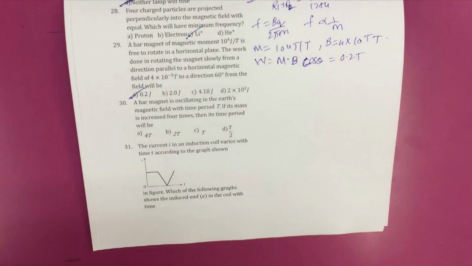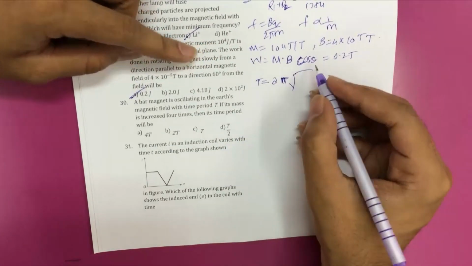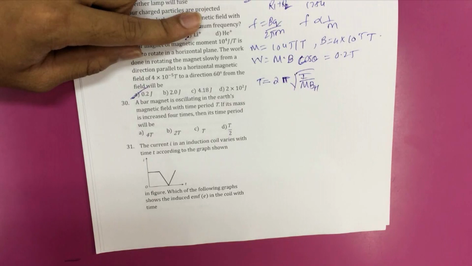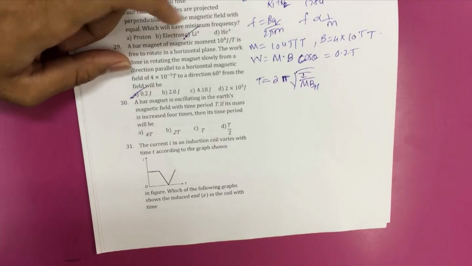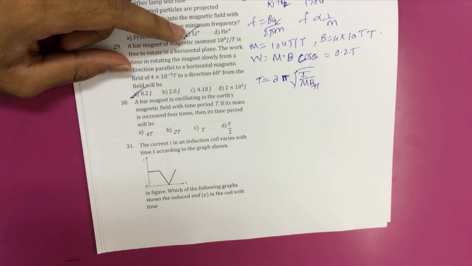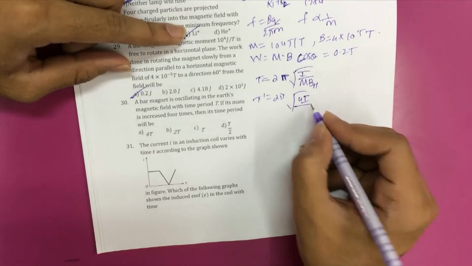Question 30. A bar magnet is oscillating in the Earth's magnetic field with time period T. If its mass is increased 4 times, then its time period will be. Time period is given by the equation 2 pi root of I by M B_H, where I is the moment of inertia, capital M is the magnetic moment, and B_H is the horizontal component of Earth's magnetic field. So I equals mr square in this case, because it's a bar magnet, where small m is the mass, r is the radius. When mass is increased 4 times, I dash will be 4 times the original I. So T dash will be 2 pi root of 4 times I divided by M B_H.